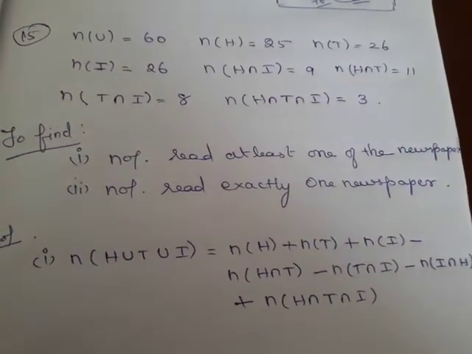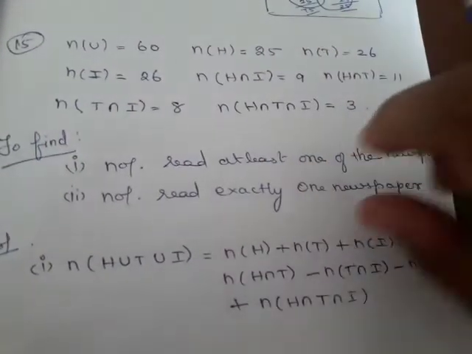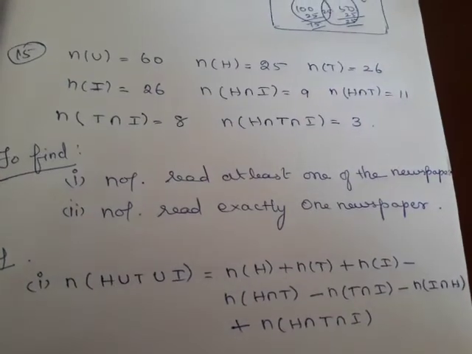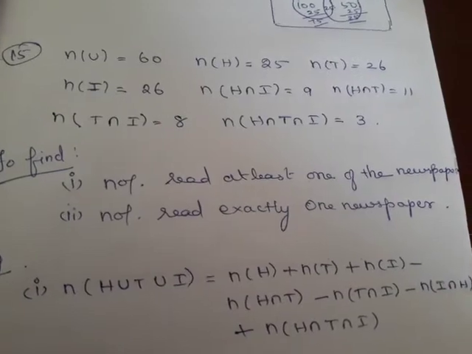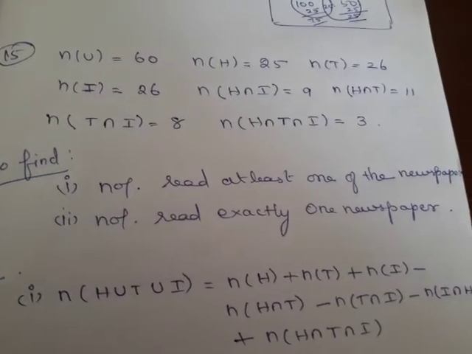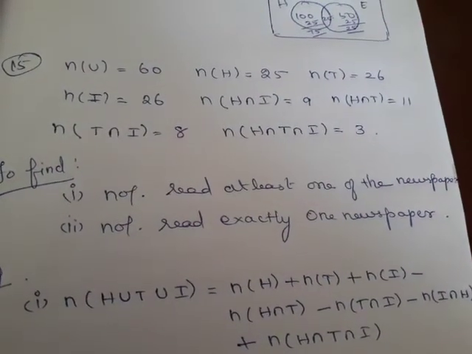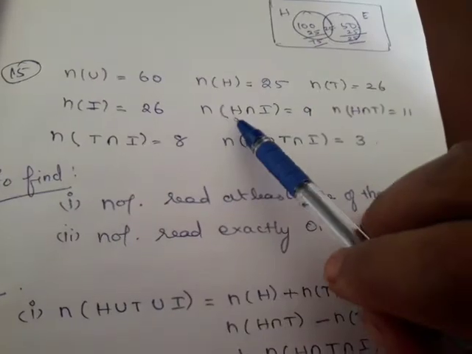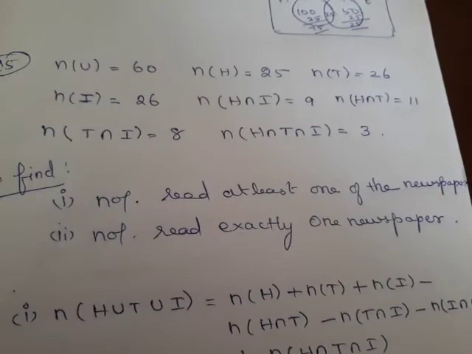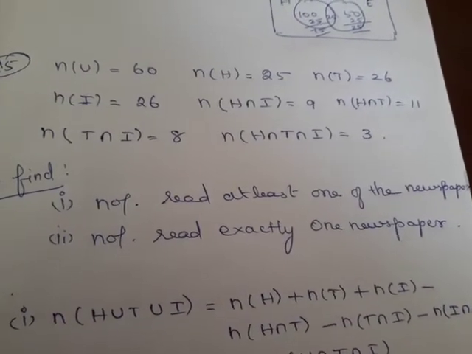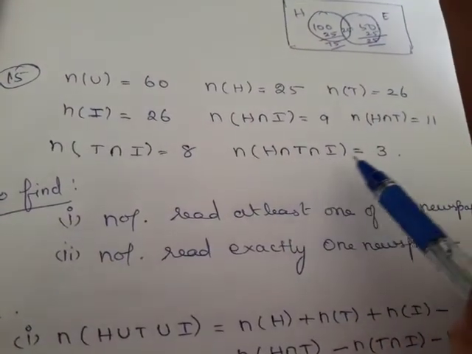The 15th question is, in a survey of 60 people, so N of U is 60, it was found that 25 read newspaper H, so I have written N of H. 26 read newspaper T, so N of T. 26 read newspaper I, so N of I is 26. 9 read both H and I, both means intersection, so N of H intersection I is 9. And 11 read both H and T, 8 read both T and I, and 3 read all the 3. So H intersection T intersection I is 3.